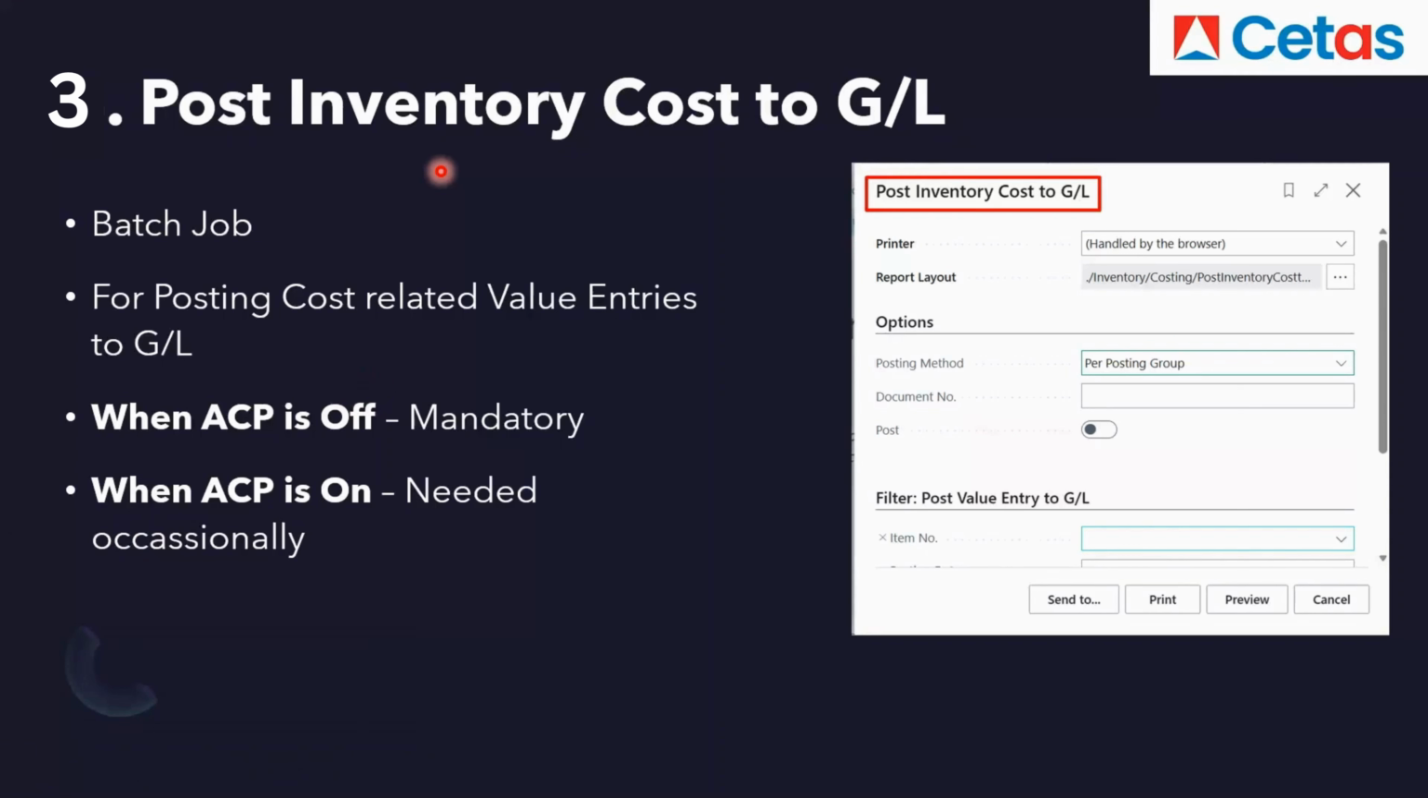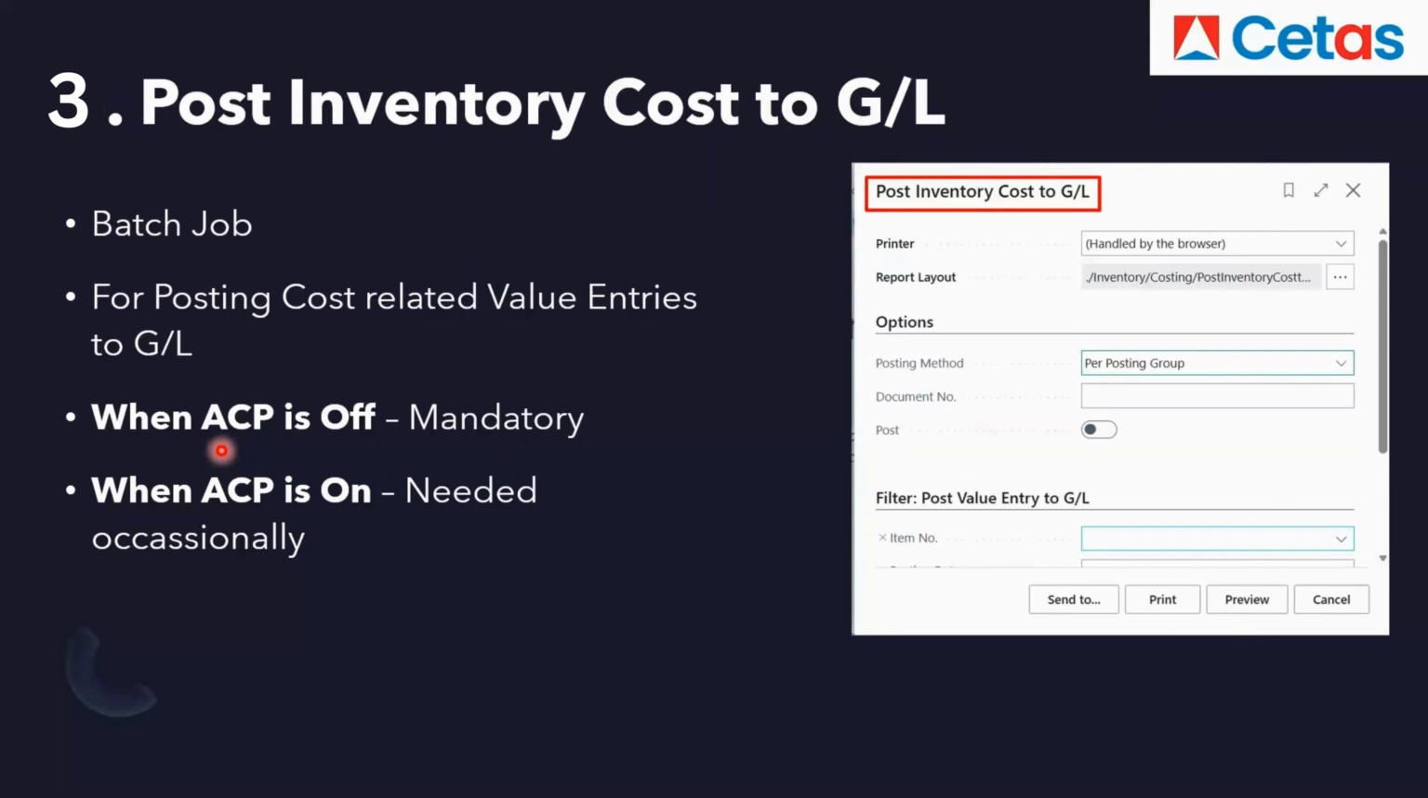Post inventory costs to GL takes all cost adjustments, purchase costs and COGS that happened in the item ledger and posts them to the GL. To explain in simple terms, it's like syncing the item ledger value with the GL. It posts all the missing inventory and COGS entries. It also ensures that the inventory valuation report is equal to the GL inventory account balance.